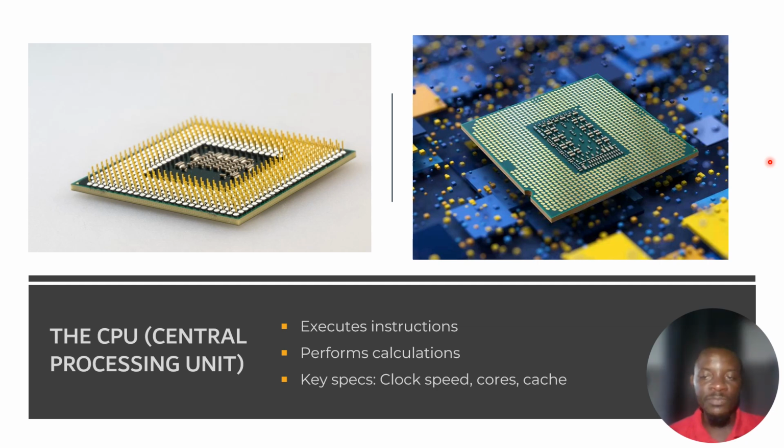This is the high-speed memory built into the CPU for quick data access. Then we have the instruction set. This defines the types of operations the CPU can perform. CPUs from companies like Intel and AMD dominate the market, each with their own product lines and performance characteristics. Understanding the CPU specifications is crucial for selecting the right processor for specific computing needs.